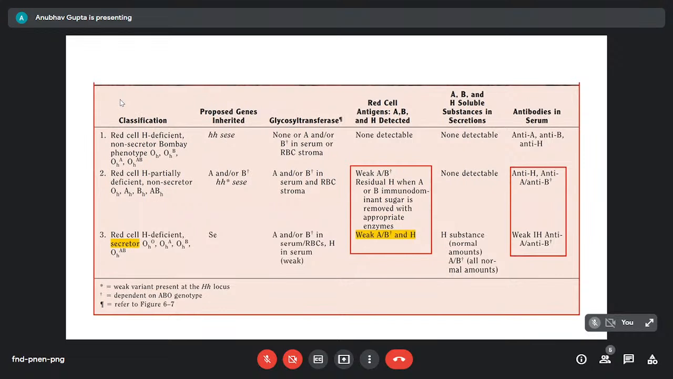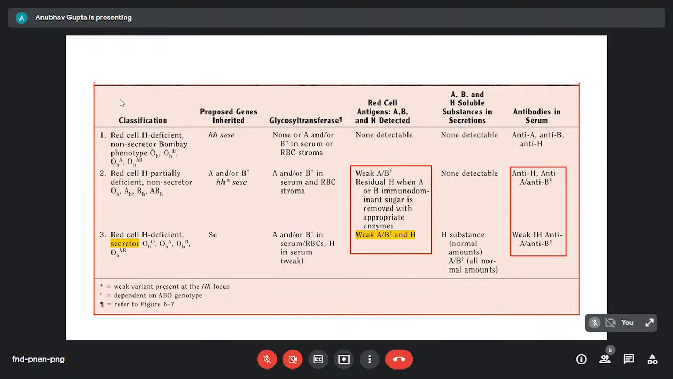The red cell with H deficient together with the non-secretory status is the Bombay type. The second category is the H partially deficient and non-secretor, in which we can have A or B antigen in the weaker form, together with anti-H antibody, but H antigen may be totally absent. Then third, you have a weak or some amount of H antigen, or partially H deficient, together with the secretory status.